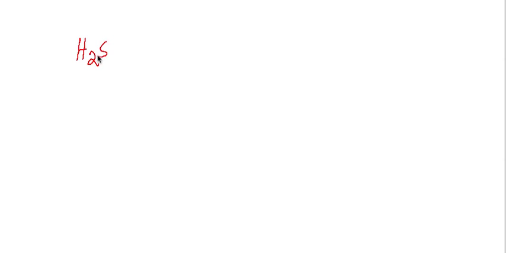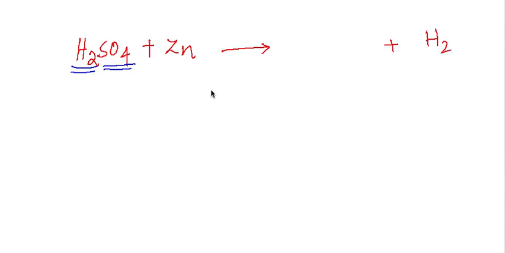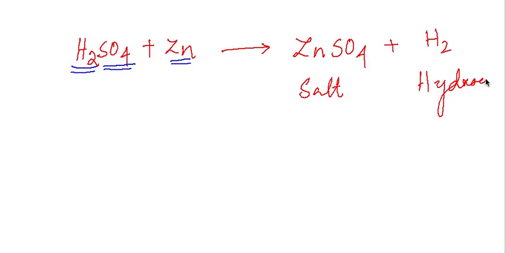We'll take H2SO4 plus zinc. One product we are getting is hydrogen gas. Apart from hydrogen, what else is left? We have SO4, we have zinc. So there will be another product, that is zinc sulfate, which is nothing but a salt, and hydrogen. So we can conclude that when acids react with metals, then salt and hydrogen gas are produced.